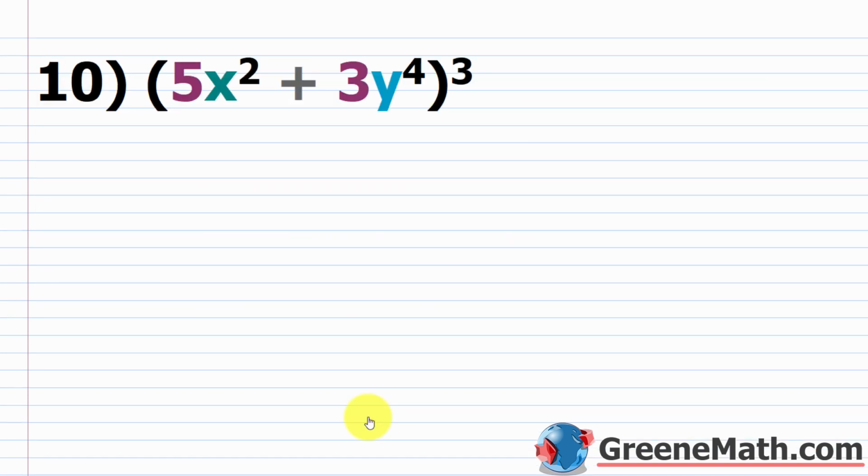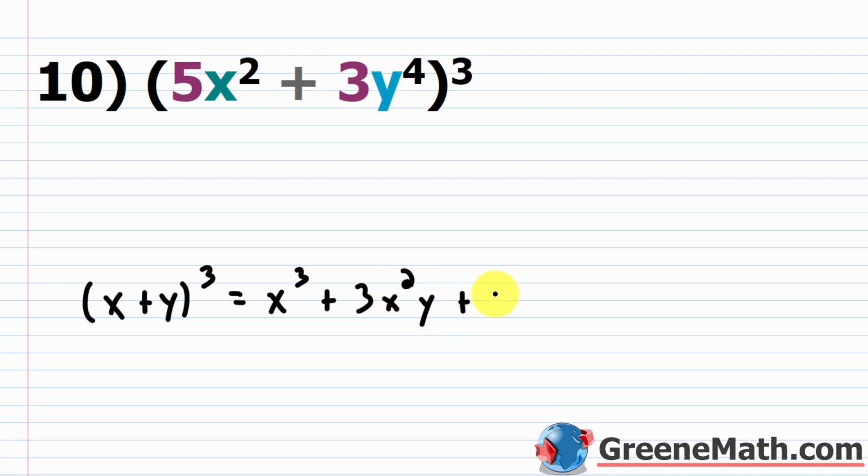All right, let's look at problem number 10. So we have the quantity 5x squared plus 3y to the 4th power, and this is cubed. Okay, so I unfortunately erased my formula, so I just need to write it again. So the quantity x plus y being cubed is equal to, again, x cubed plus you're going to have your 3x squared y plus your 3xy squared. Let me erase this too and make it a little bit more clean. And then lastly, plus your y cubed.